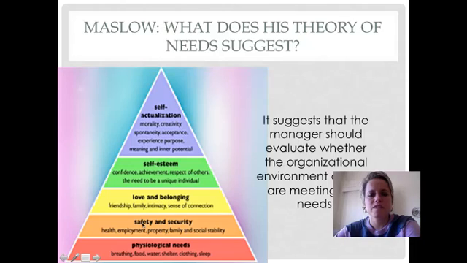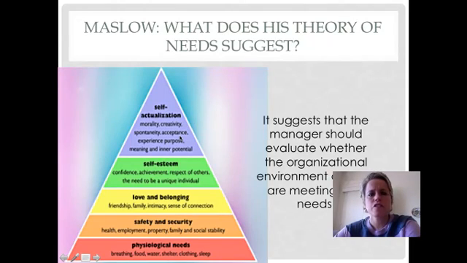Then comes a matter of safety and security: health, employment, property, family, and social stability. Then love and belonging: friendship, intimacy, sense of connection. Then self-esteem: confidence, achievement, respect of others, the need to be an individual. And finally, self-actualization.